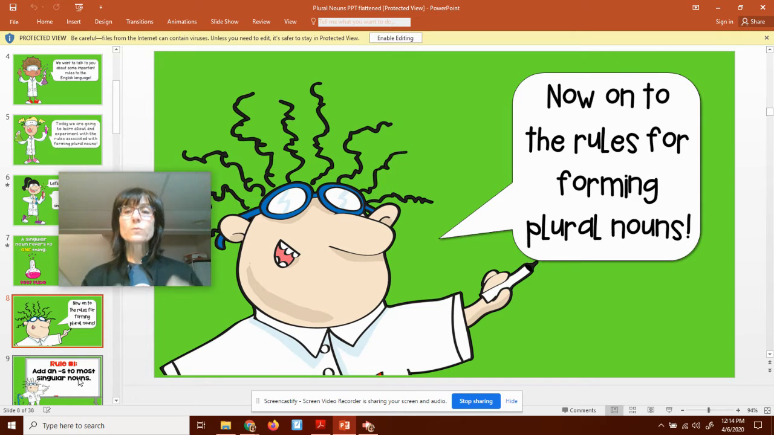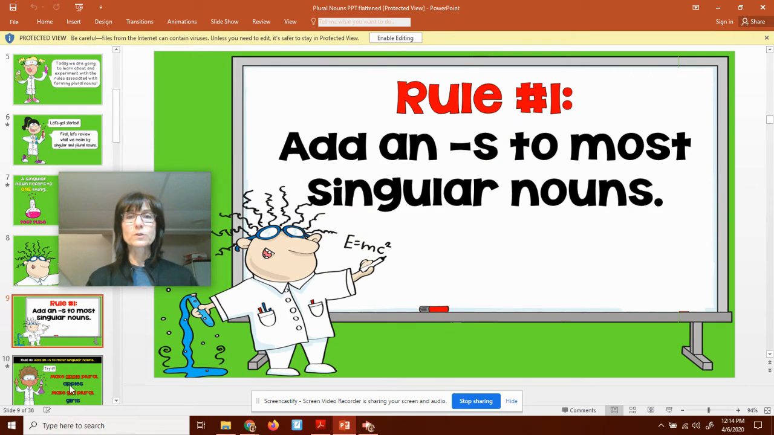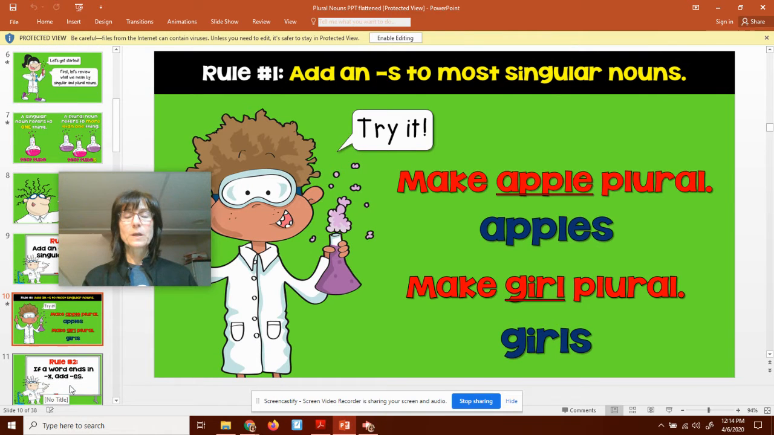Here we have test tubes, by adding an S. Now, on to the rules for forming these plurals. Rule 1. Add an S to most singular nouns. That's the easiest part. So for instance, we're taking apple, and to make it plural, we're going to simply add an S. If I have a girl, I'm simply going to add an S to make it girls.